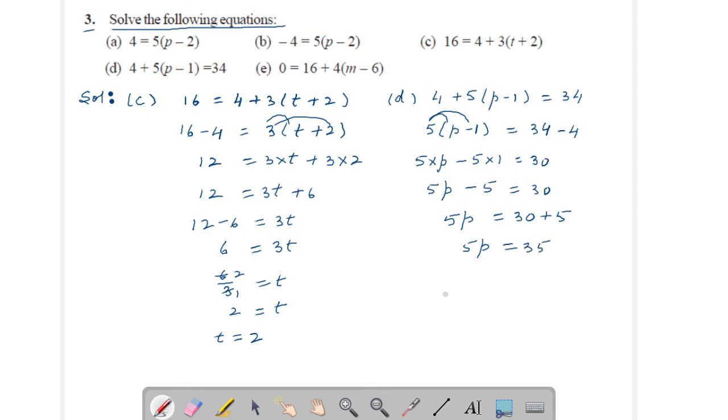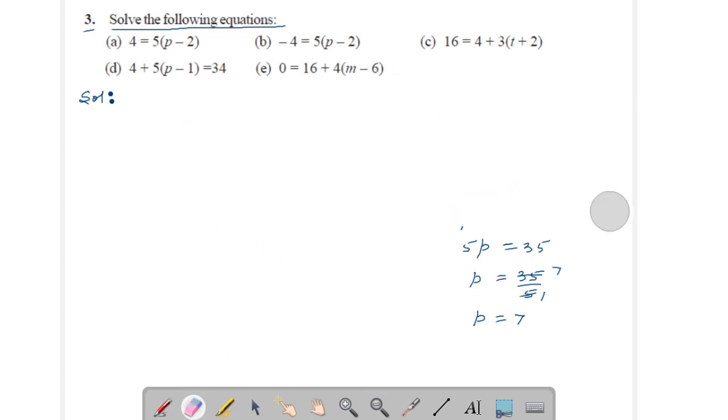Here you have to transpose 5 to right hand side. Here it is multiplied, it will be divided. This can be written as p equal to 35 upon 5. Simplify it, cancel it by 5. 5 1s are 5, 5 7s are 35. p equal to 7. This is your answer. Now come to E part.